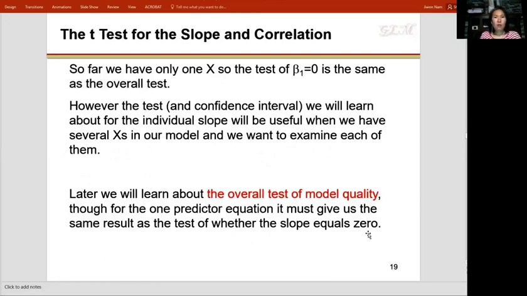So far, we have only one x, and then the slope test is beta 1 equals 0. This is the null hypothesis. And this single hypothesis for a single variable is the same as the overall model test, because we have only one predictor, so it's going to be the same as the model test. However, we will have a different test if we have multiple x variables.